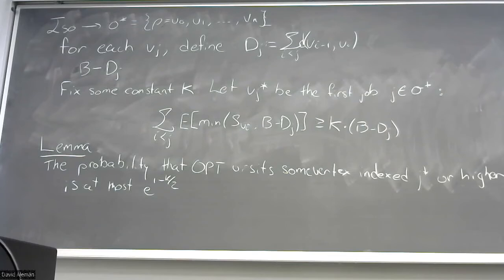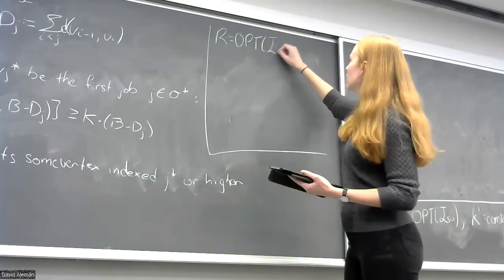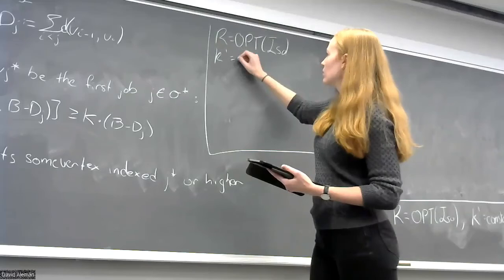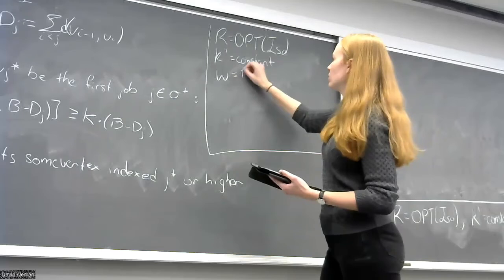I'm just going to rewrite here what we want. The value of the path is at least r. We want k prime is a constant. And w. And once again, I shouldn't have erased, but I just erased.